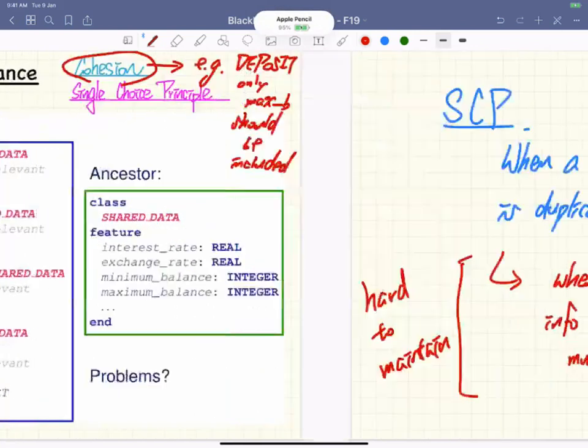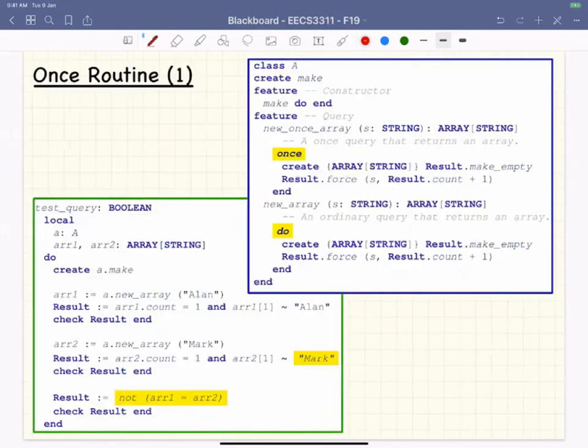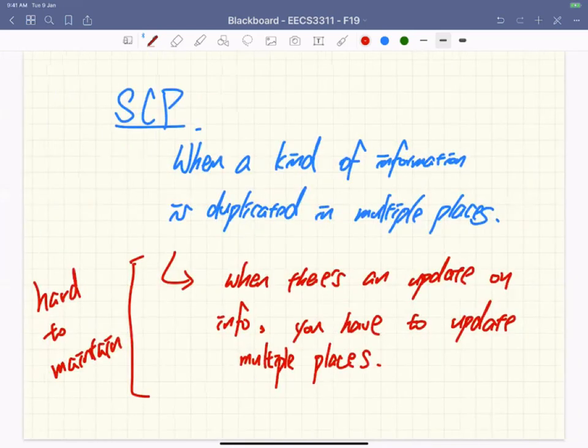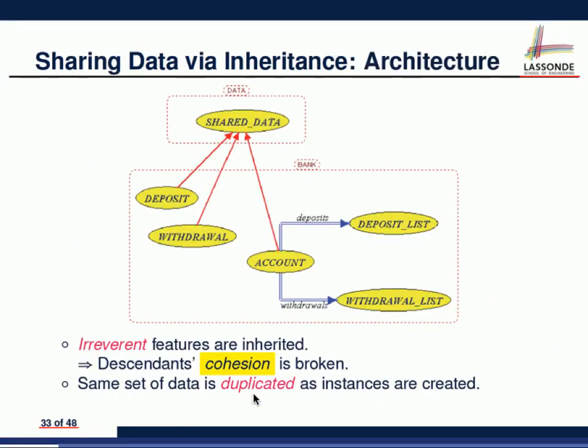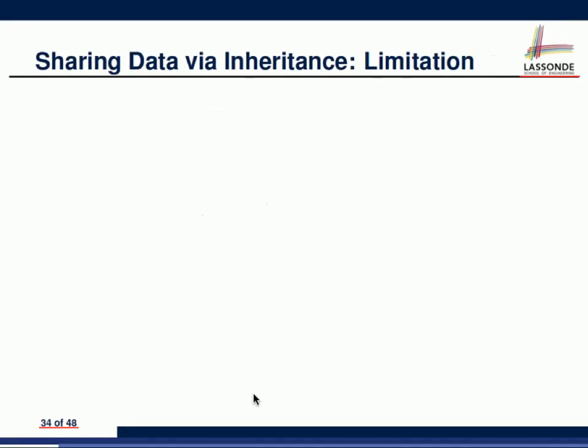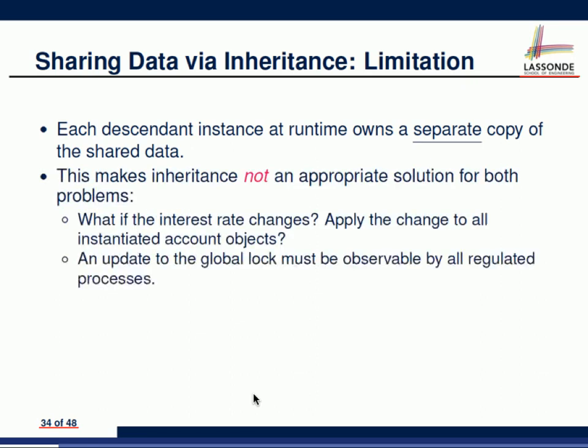All right, so now after this, what we would like to do is to talk about how we can solve this problem here using some interesting construct. Okay, we'll get there. That's exactly what we just said, cohesion and also single choice principle. What if there are changes, right? You've got to change multiple places in the original design.